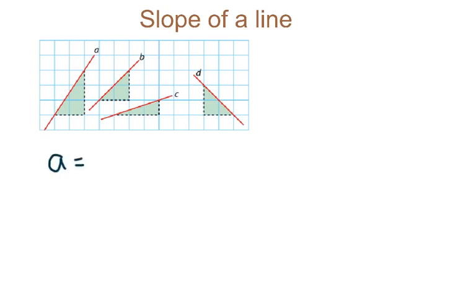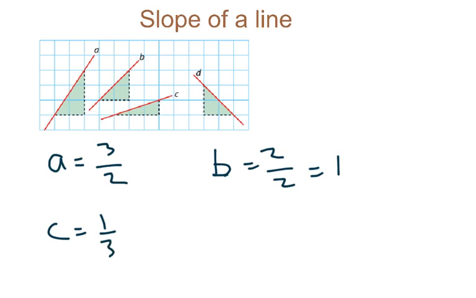Okay, so A is equal to, you can count 1, 2, 3 down and 2 across. So that's equal to 3 over 2. B is equal to, there are 2 down and 2 across. Sorry, 2 over 2. And that's equal to 1. C is equal to, the rise is 1 and the run is 3. So C is equal to 1 over 3. And you notice the smaller the number gets, the less steep it is.